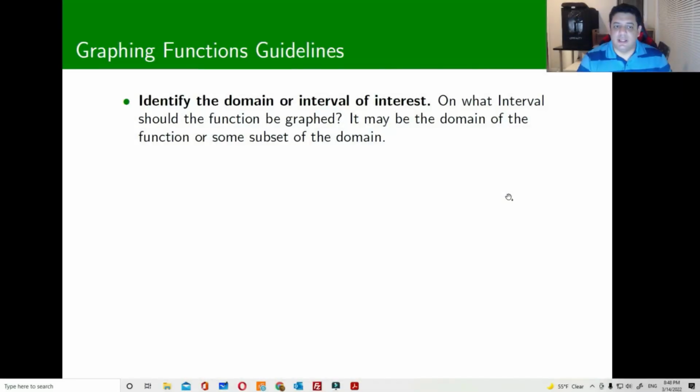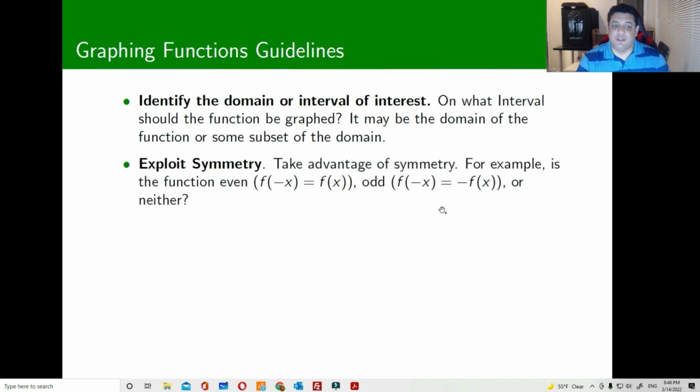So the first thing when we're trying to graph a function is going to be to identify the domain, or the interval of interest where we're going to graph. On what interval should the function be graphed, and is it all the real numbers or not? Then after that, we're going to check for symmetry. We can exploit symmetry and take advantage of that.